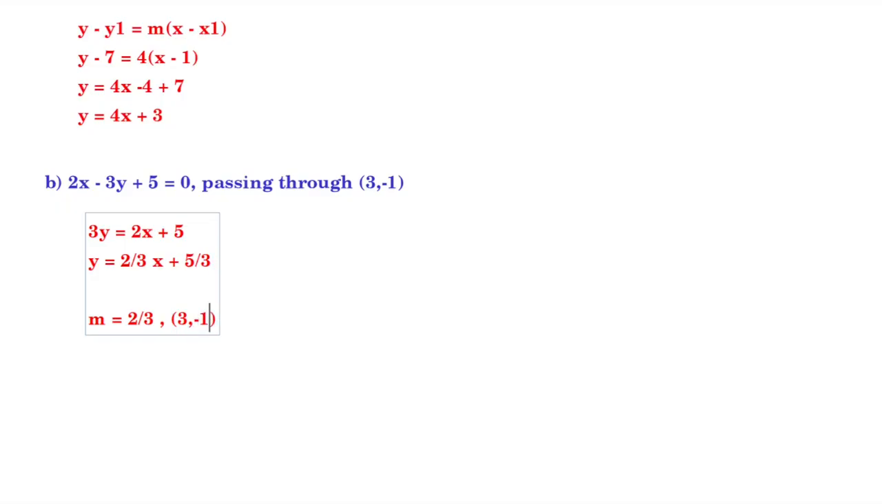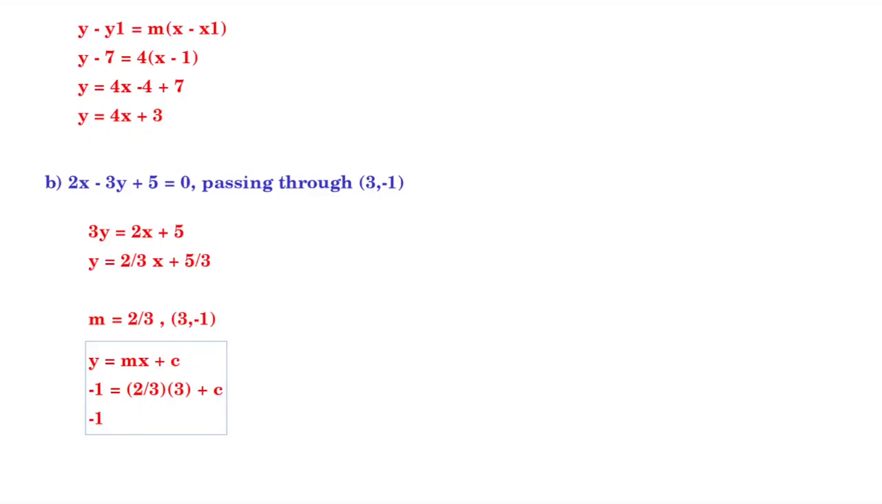Now, let's find the equation. Let's use method 1, which was y equals mx plus c. Substituting the value of y, it's negative 1, equals m, which is our gradient, 2 over 3, and then x is 3. And then this one is plus c.